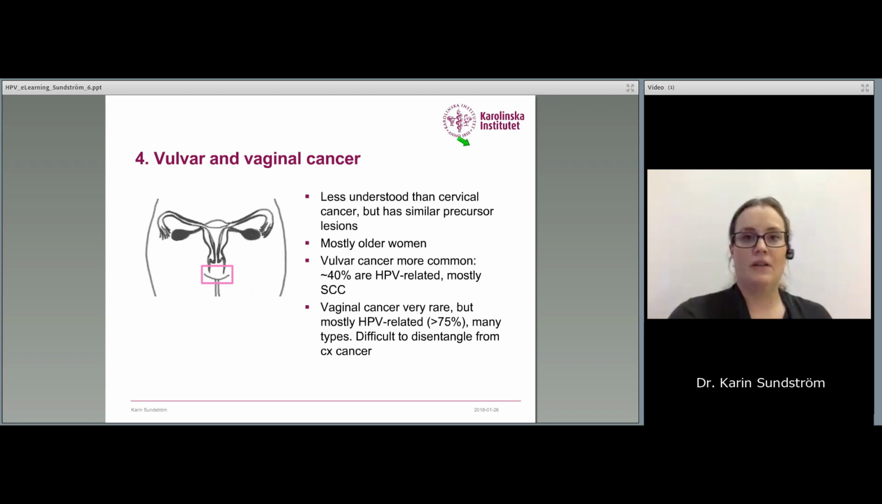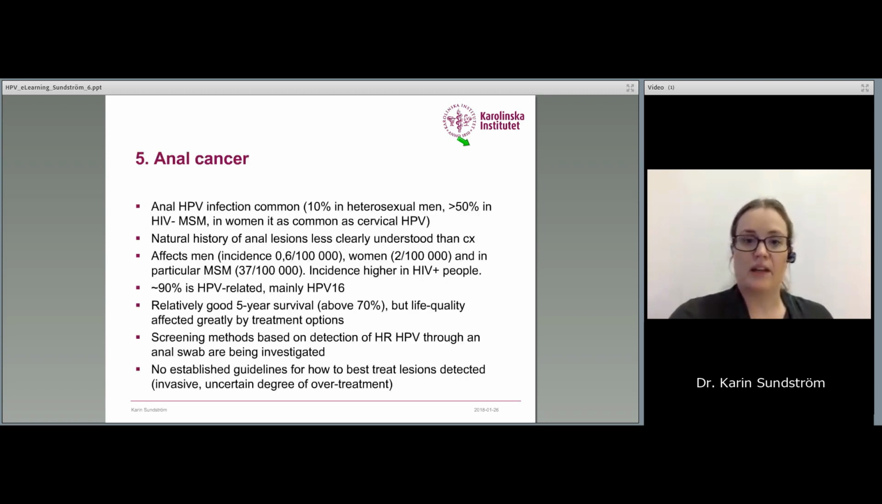However, it should be acknowledged that it can be difficult to disentangle vaginal cancer occurring at the top of the vagina from a satellite of a cervical cancer, for example, or a vaginal cancer in a woman who has been hysterectomized for cervical cancer previously. So I just want to mention that caveat. But again, it is very rare.